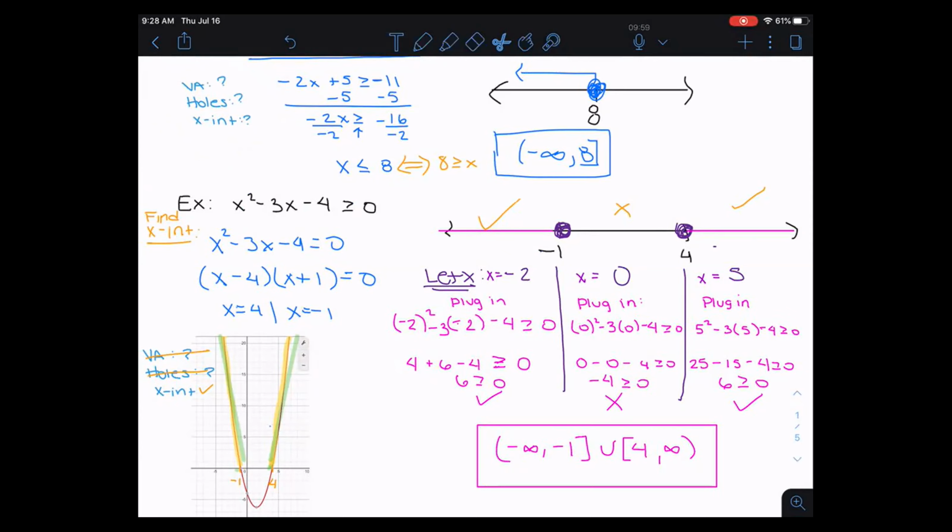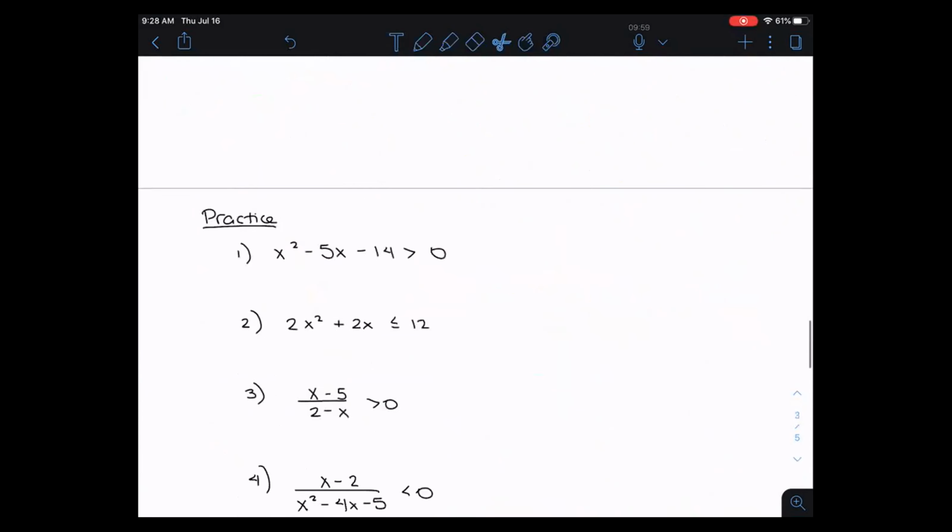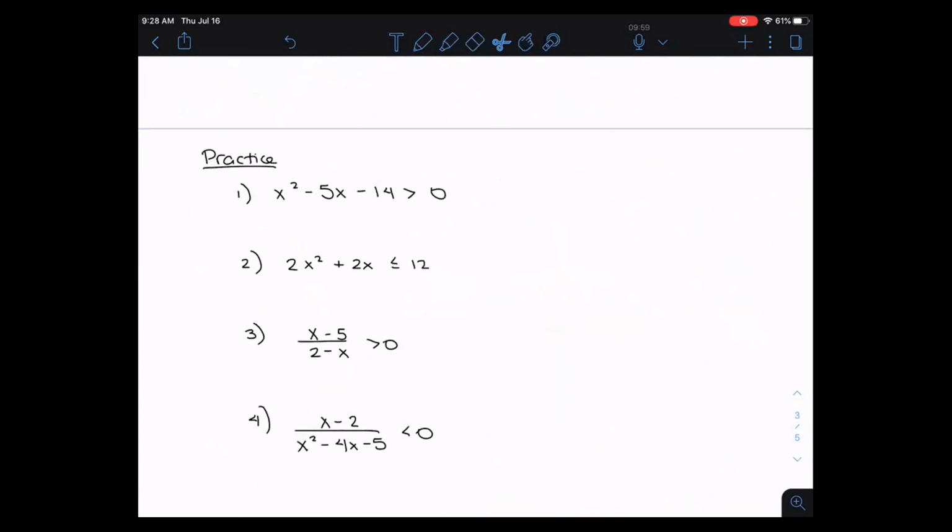Can I see the questions again? Yes, just for a second. Okay. So again, do any of these have any vertical asymptotes, holes, or x-intercepts? No problem.